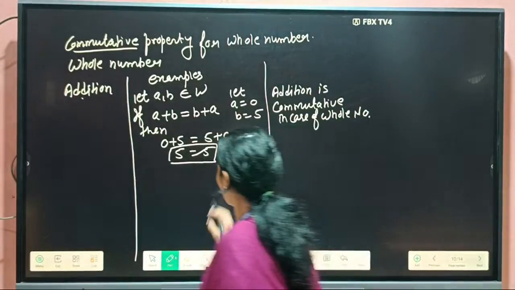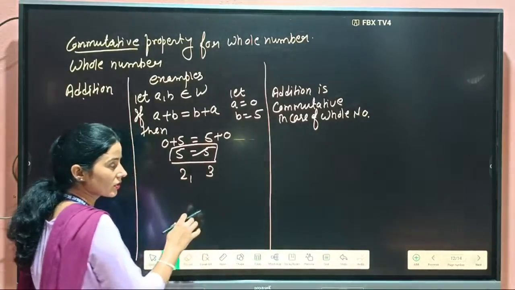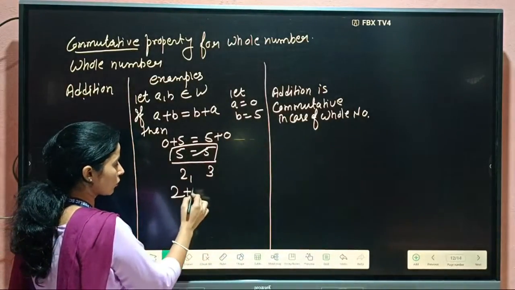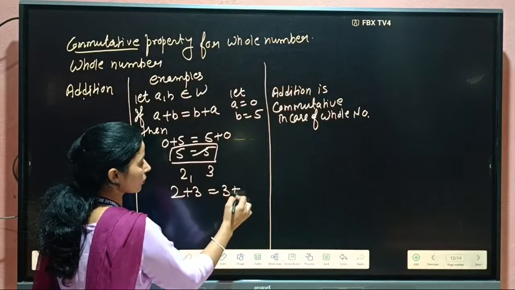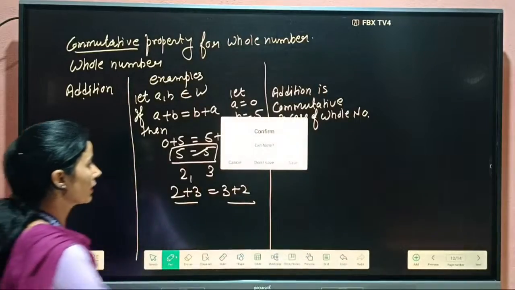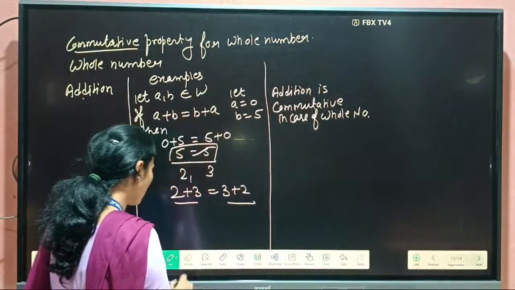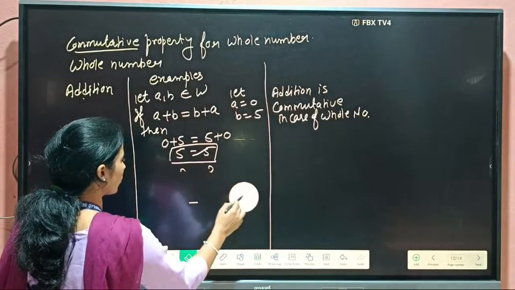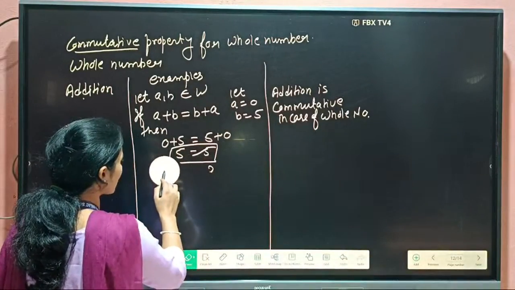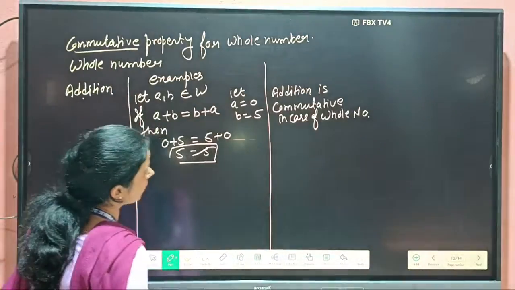What does it mean? You are taking two numbers, suppose 2 and 3. Add these in any order, either 2 plus 3 or 3 plus 2. It means you will get the same answer every time. So addition is commutative in case of whole numbers. Addition was commutative in case of integers, and now addition is commutative in case of whole numbers also.